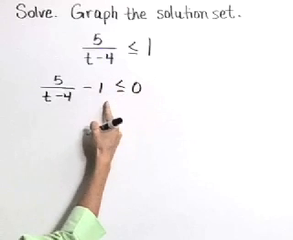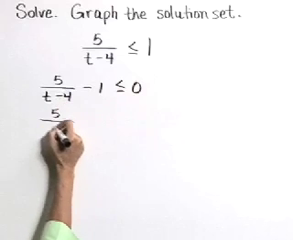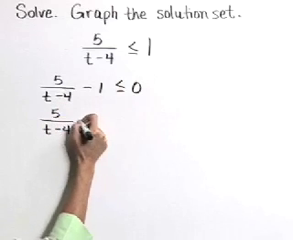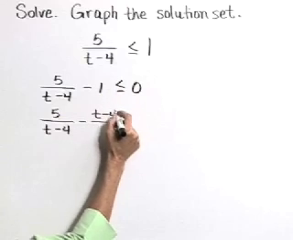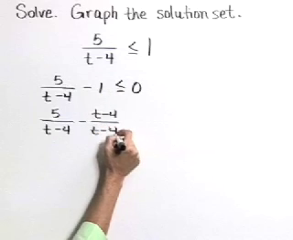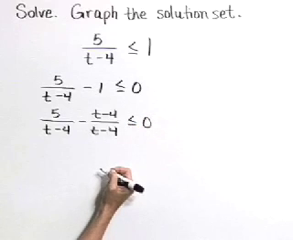Next, let's get a common denominator here and combine these terms. So this is 5 over t minus 4 minus 1, which is equivalent to t minus 4 over t minus 4, that's less than or equal to 0.